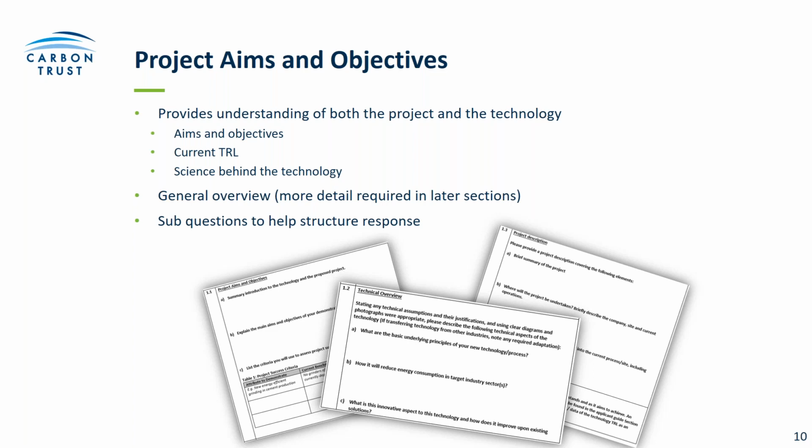So within this section, we're looking for an initial high-level introduction to the project, and you may want to use the information from your idea submission, which you provided earlier on. The intent in this section is to give the assessment panel an initial introduction to the project itself, prior to providing more detailed information later on in the form. Section on technical overview, and we're looking for an understanding of the technical aspects of the technology, what are the basic principles, how it will reduce energy consumption within target sectors, what's the innovation, barriers to adoption, and what testing has already been undertaken.